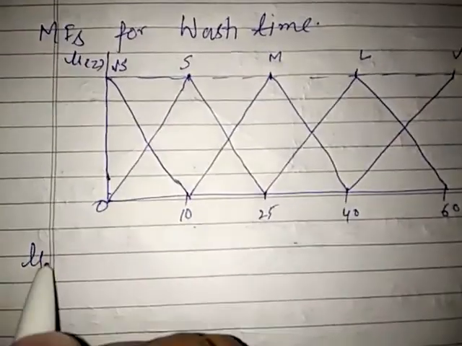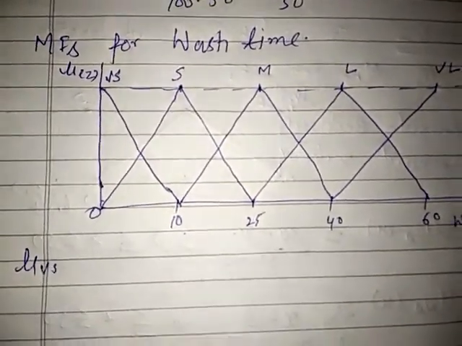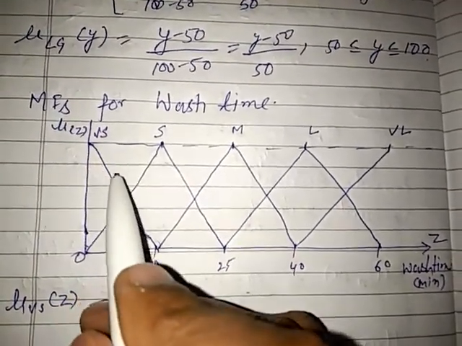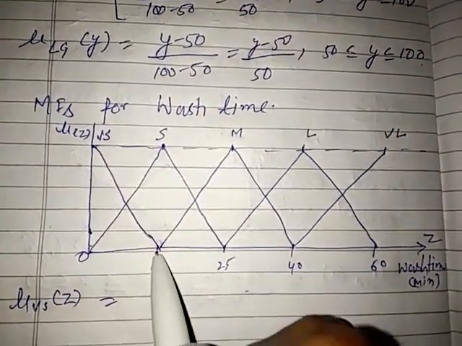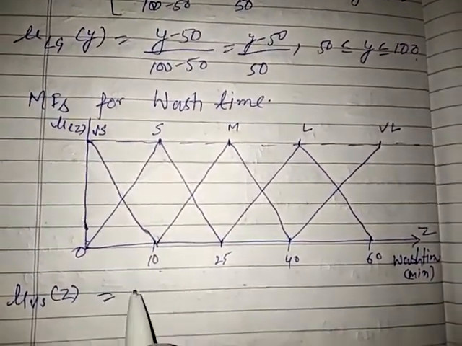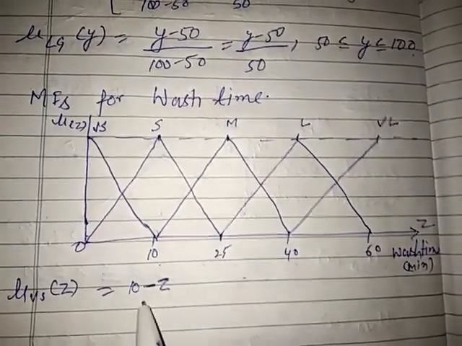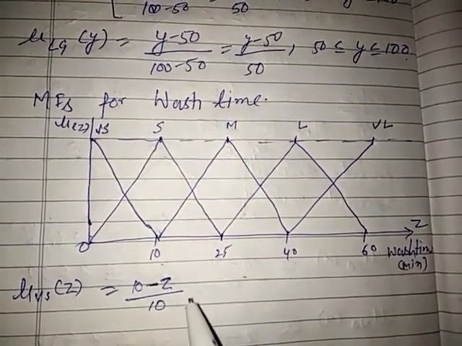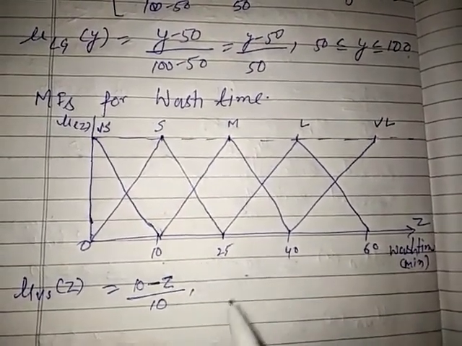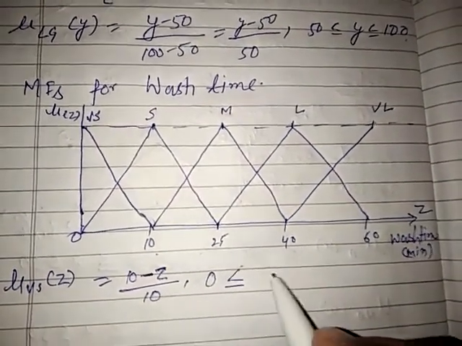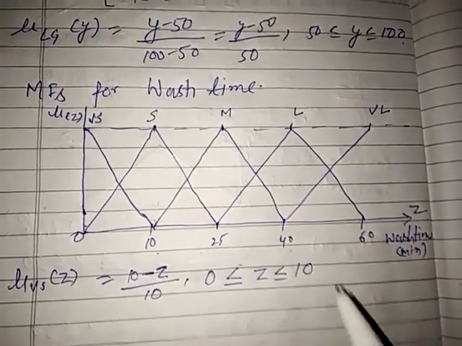Here we again calculate the membership function. For very small z, first is the forward, then backward. That is 10 minus z divided by 10. It is going to 10 minus 10, divided by 10. And here we calculate the value of that particular function, the range is 0 less than z less than 10.